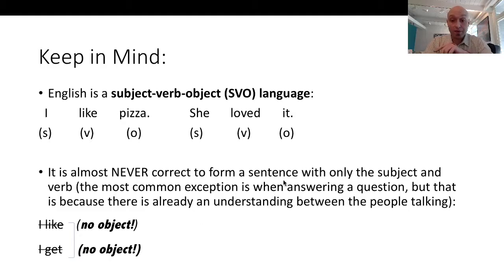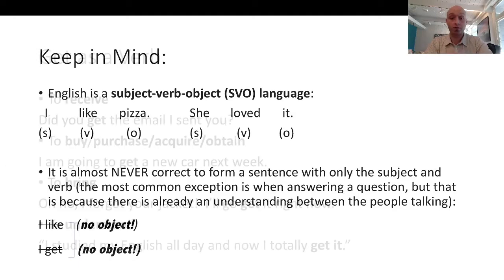There are some exceptions. Say if you're answering a question, have you seen the movie? I have. Did you like it? I did. But that context is already provided in those conversations. So forming a new thought or a new idea or constructing a new sentence, you need to have that object as well as a subject and verb. So that's something else to keep in mind.